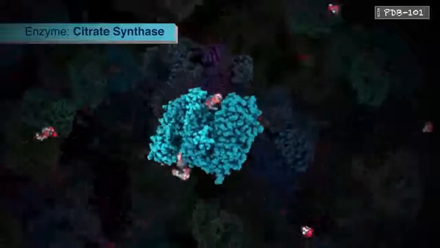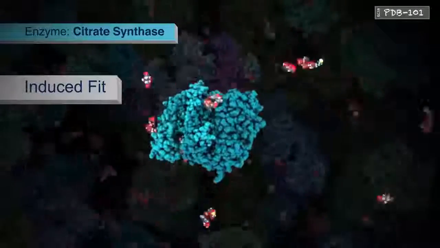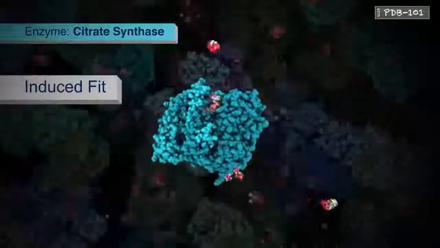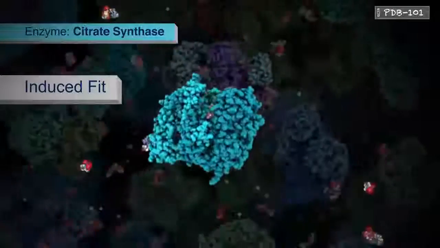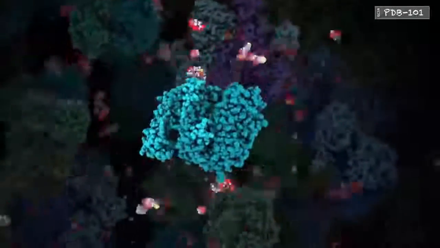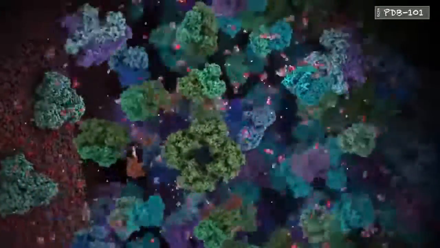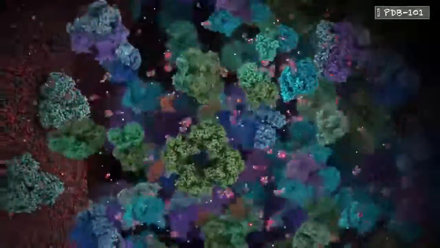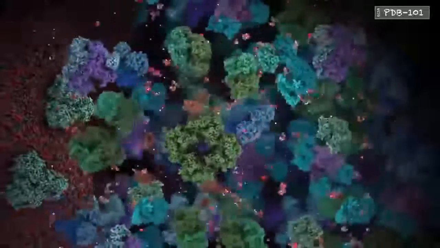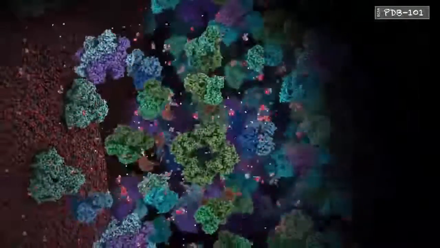Notice also that the shape of an active site is often flexible. Many enzymes surround their substrates, enclosing them to form the perfect environment for a reaction. Enzymes are fundamental to life on Earth, working every second of every day to maintain life processes in every cell in every living creature on the planet.